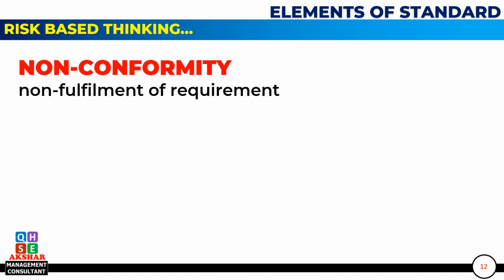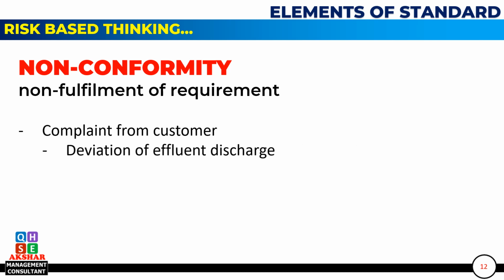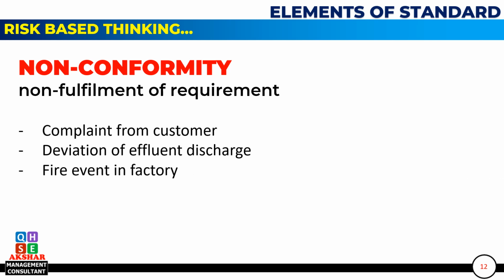Nonconformity means non-fulfillment of requirement. For example, if there is a complaint from a customer, it is called nonconformity. If there is a deviation in discharge quality of effluent, it is called nonconformity. If there is an accident at the site, it is called nonconformity. If the quality department rejects a product not meeting specs, it is called nonconformity. All these examples are called nonconformity with respect to quality, environment, and safety.